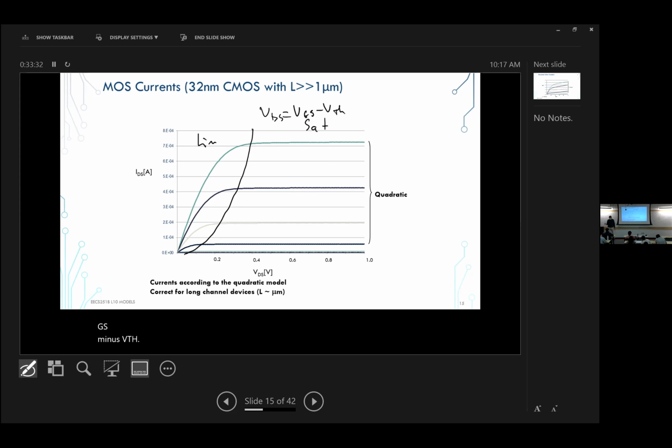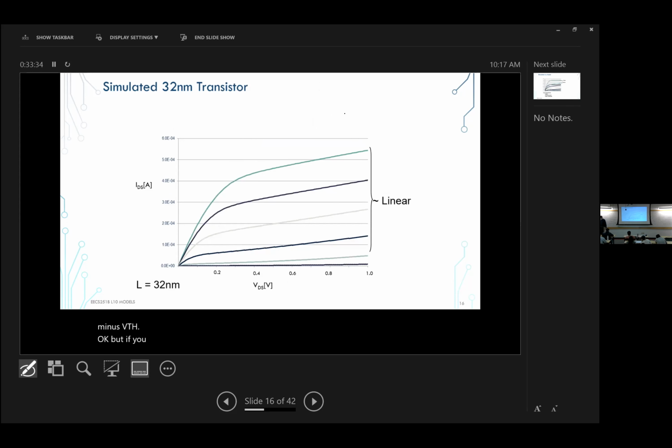Okay, but if we go and plot this for a real minimum channel length transistor, you get something that is much different. Few things that are wrong. Spacing is not quadratic. It's closer to linear. It is quadratic down on the bottom. Here it's closer to quadratic on the bottom. It is closer to linear to the top.